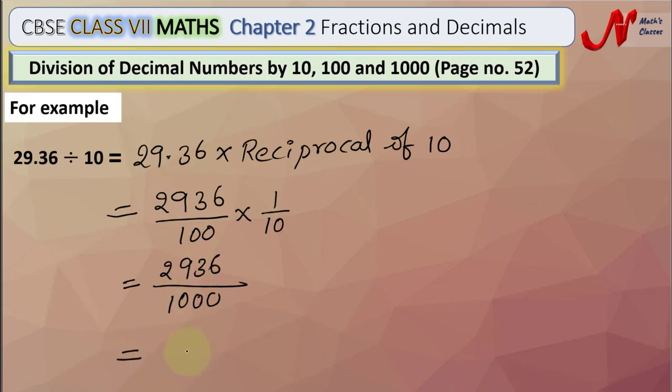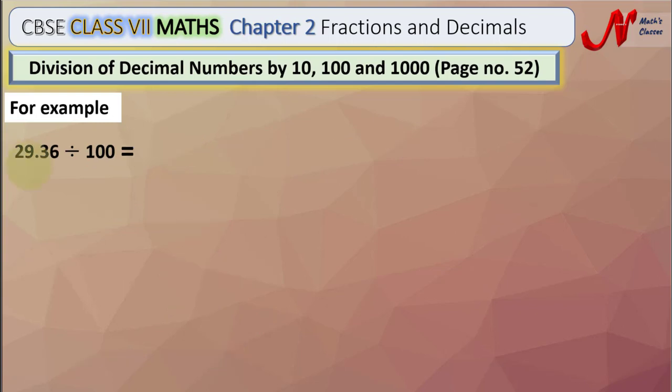In final result, we keep the decimal point from right to left after 3 digits, because in denominator we have 3 zeros. Therefore, 29.36 divided by 10 is equal to 2.936.